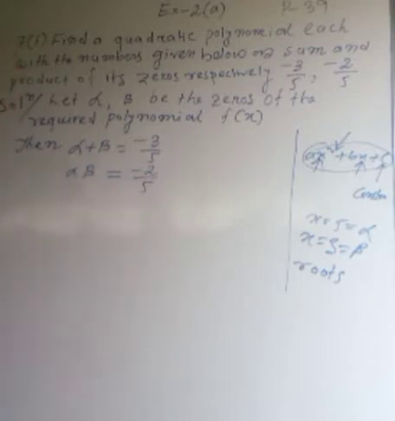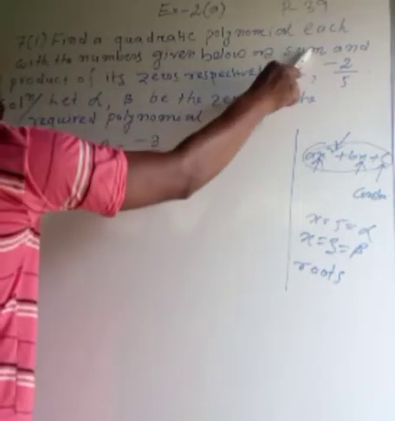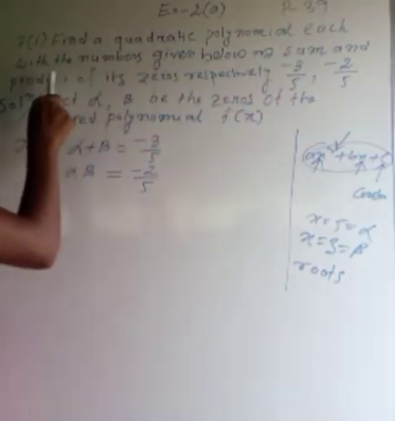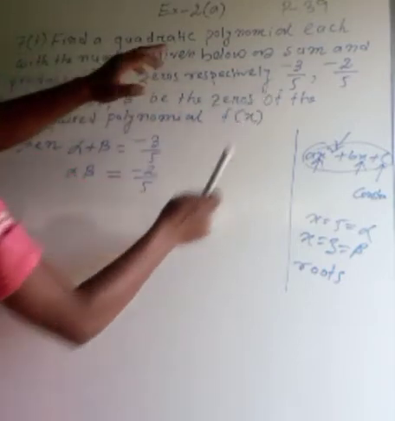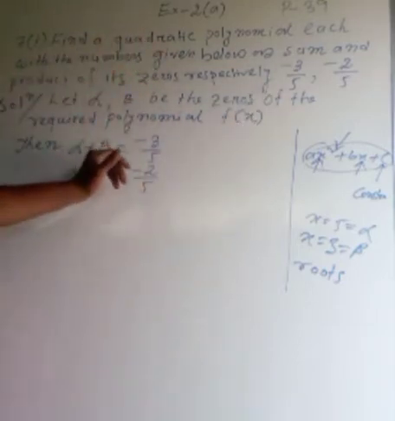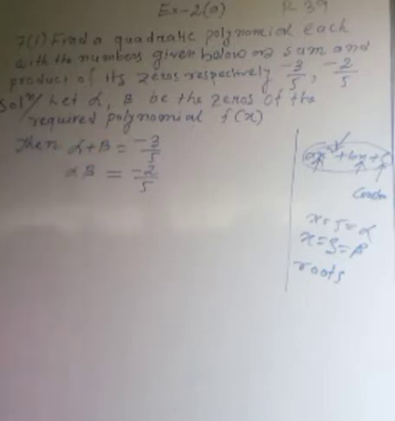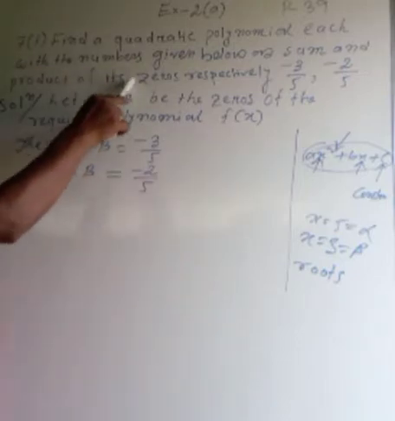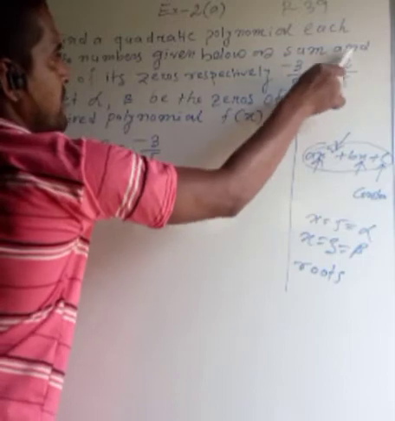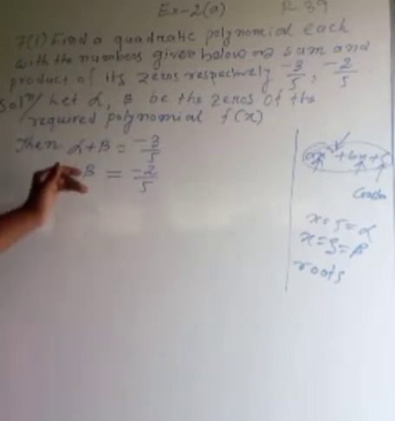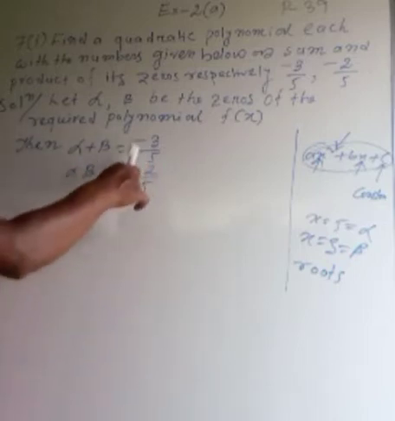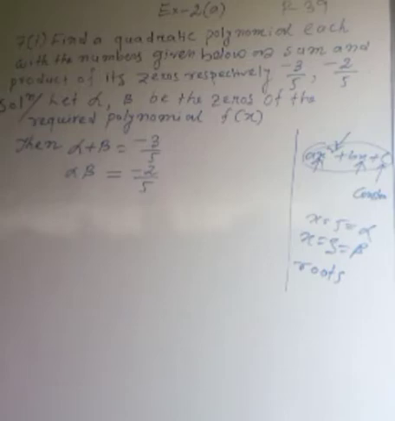You have to read the question very nicely. The sum of its zeros is minus 3 by 5. This is the sum, that's why alpha plus beta. And the product of its zeros is the last one, minus 2 by 5. So alpha into beta equal to minus 2 by 5.